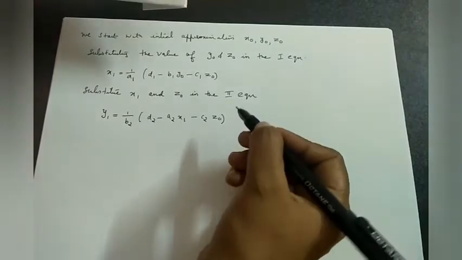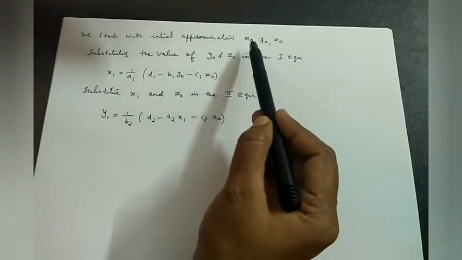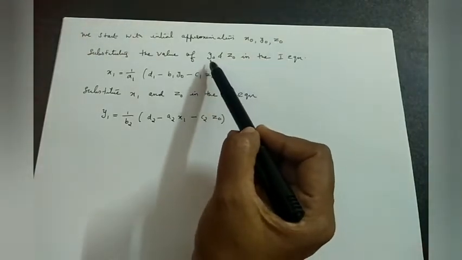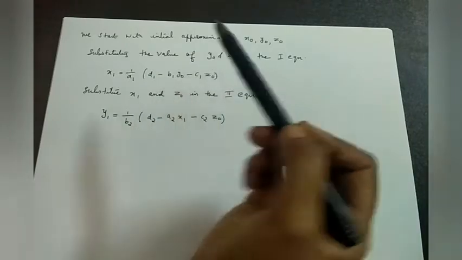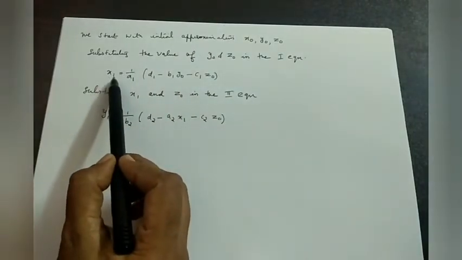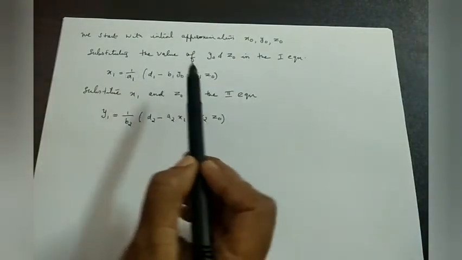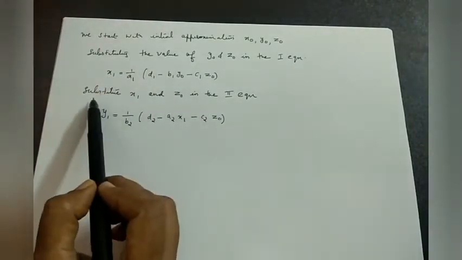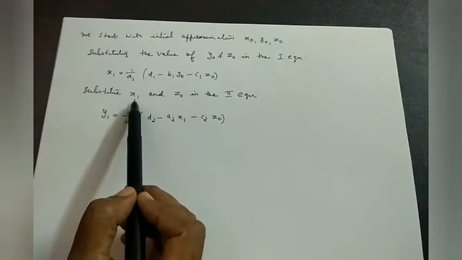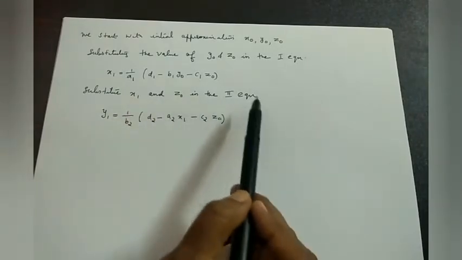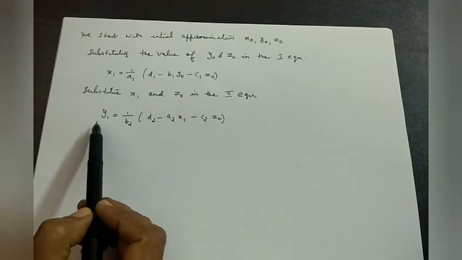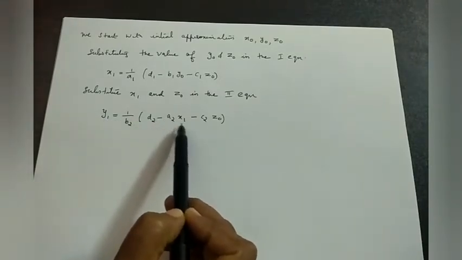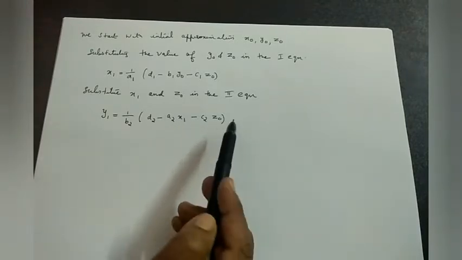That means here first take the approximations x0, y0, z0. Then substituting the values of y0 and z0 in x, we will get x1. So substituting the values of x1 and z0 in the second equation, that is in y, we will get y1 as 1 by b2 into d2 minus a2x1 minus c2z0.